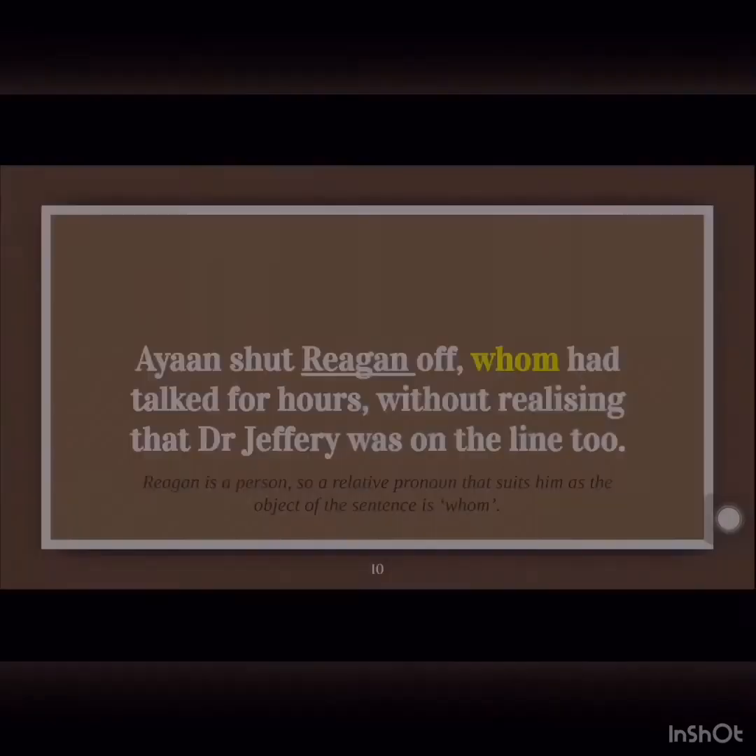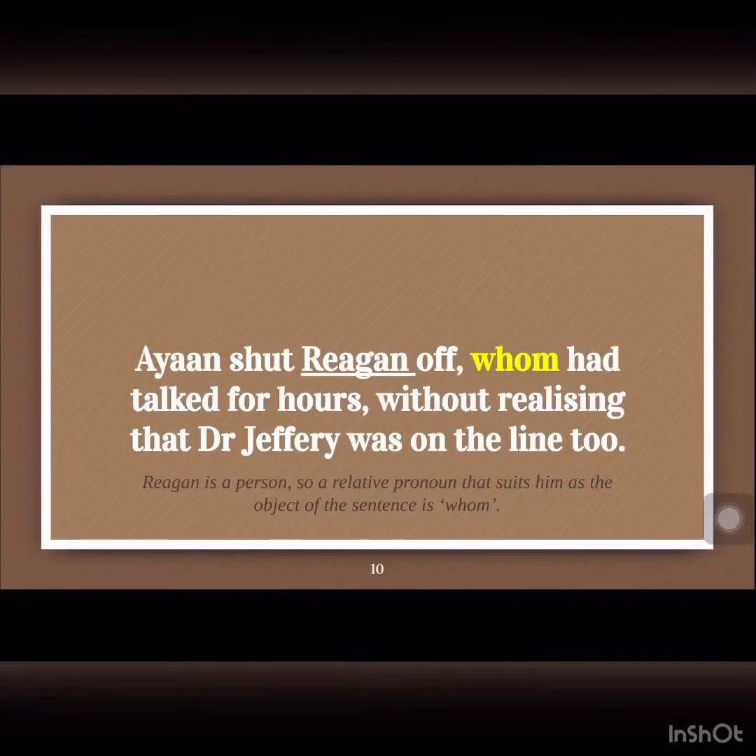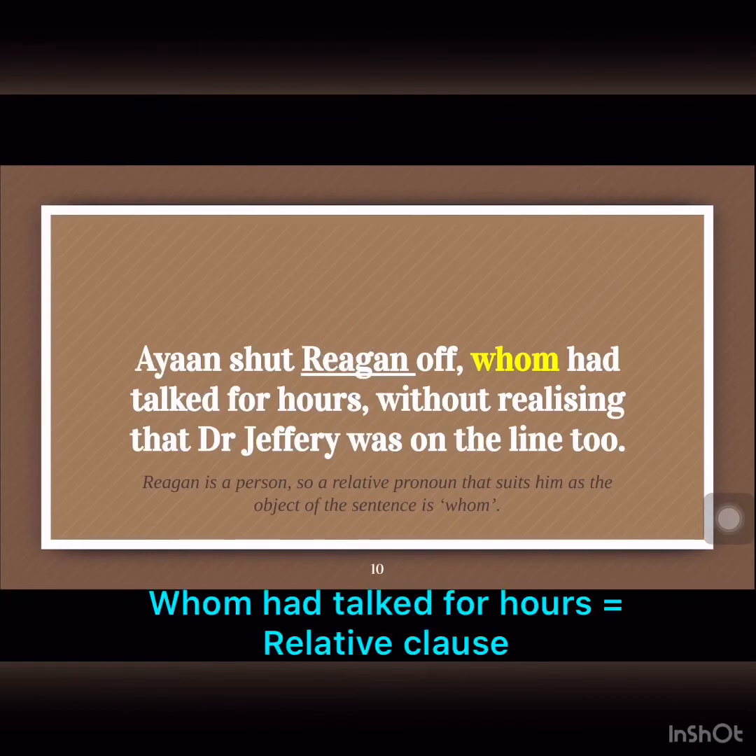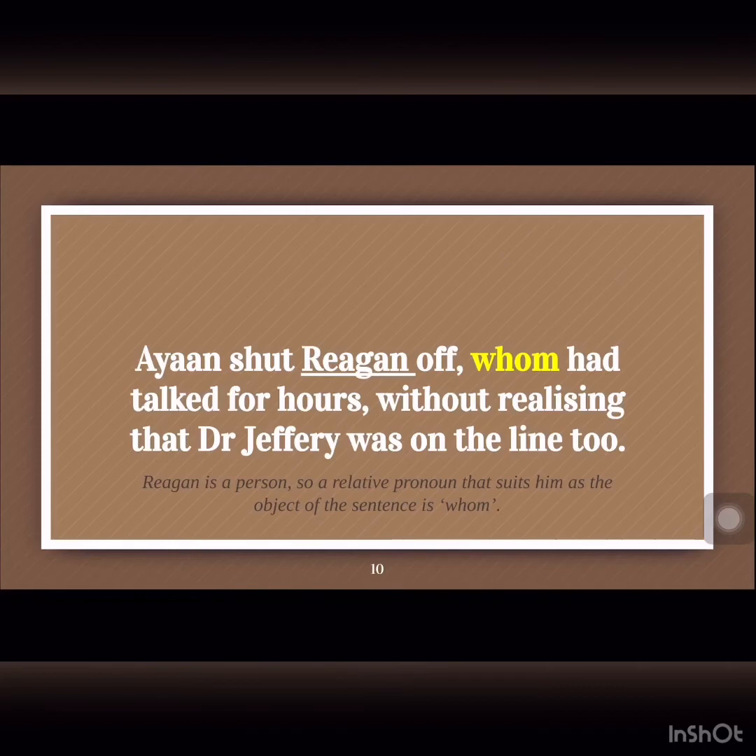Now, what if we are talking about the object? Ian here is the subject and Reagan is the object. So Ian shut Reagan off. Whom? So whom here refers to Reagan because Reagan now is the object. So whom had talked for hours is a relative clause, without realizing that Dr. Jeffrey was on the line too. So Reagan, can you see the note down here? Reagan is a person, so a relative pronoun that suits him as the object of the sentence is whom.